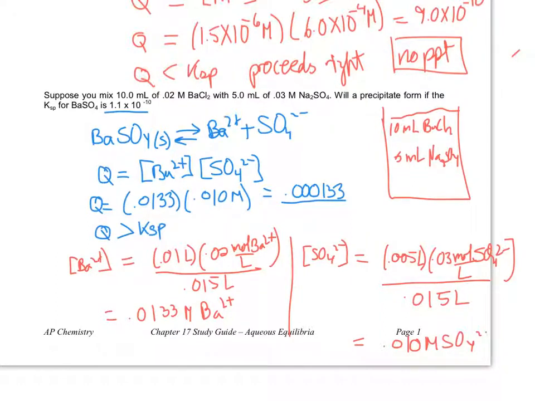So let's think about this. My product to reactant ratio right now is too large compared to what it'd be at equilibrium. So if it's too large, that means I have too many products. So it's going to shift to the left to make more solid, and therefore a precipitate does form.